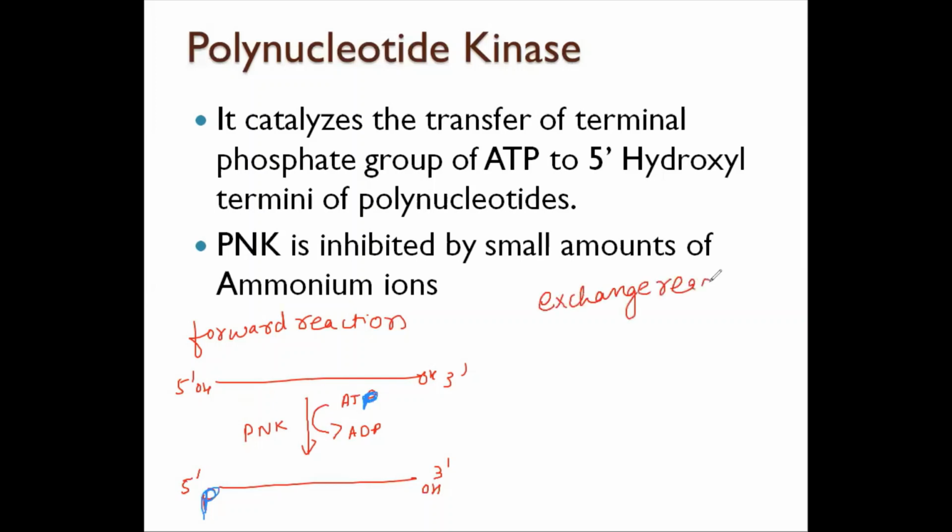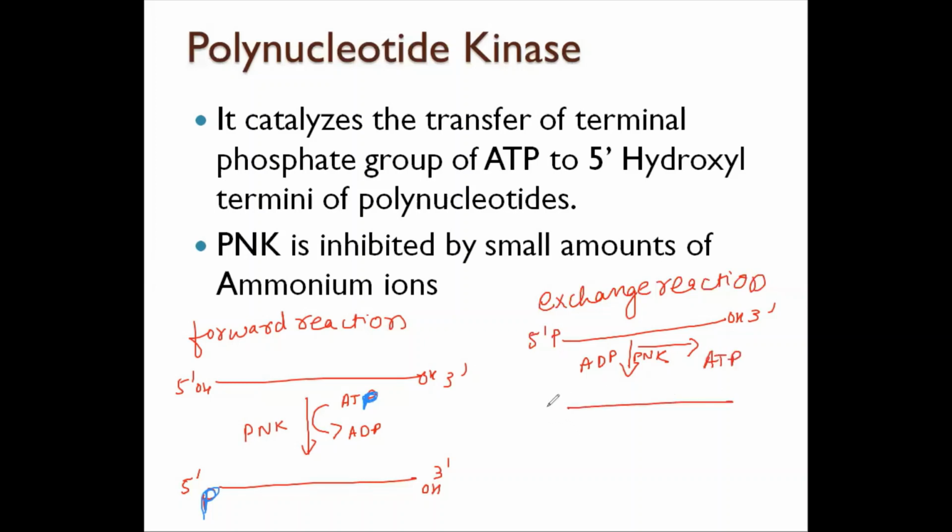What happens in an exchange reaction is that the target DNA or RNA that has the 5' phosphate is incubated with excess of ADP. Now you have this 5' phosphate incubated with excess ADP, and in the presence of PNK, the PNK will first transfer the phosphate from the nucleic acid onto an ADP, forming an ATP.